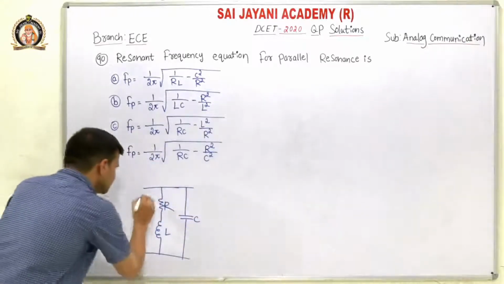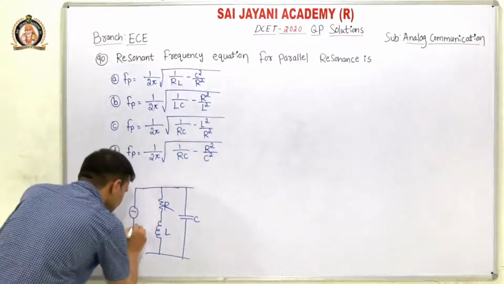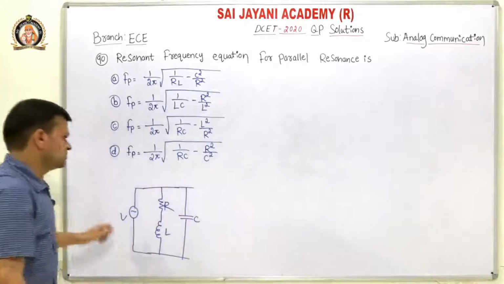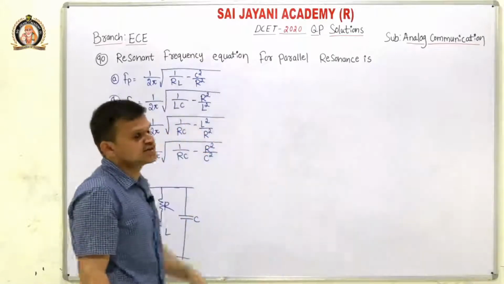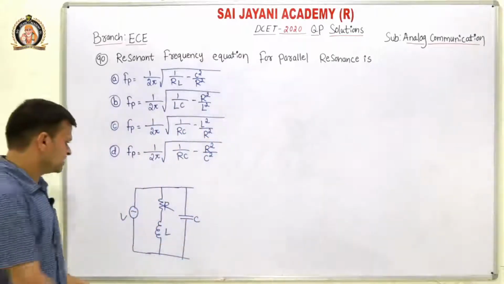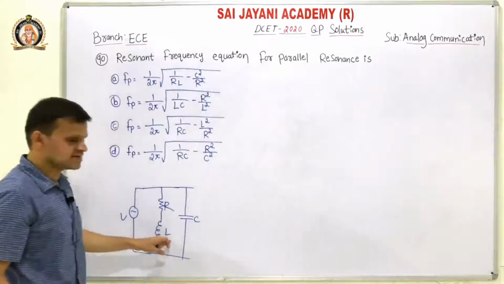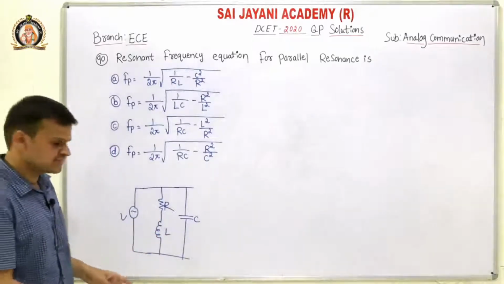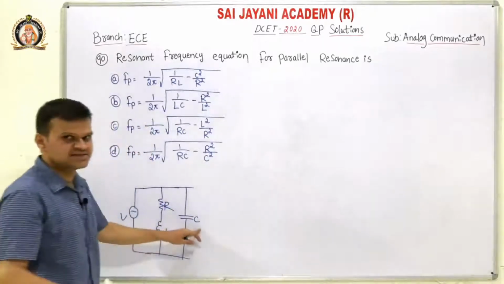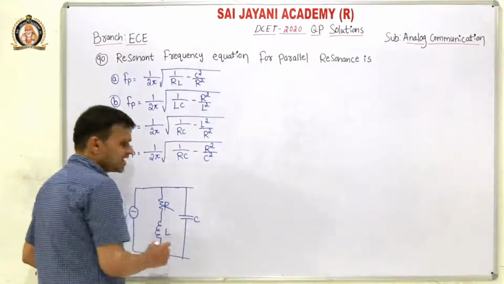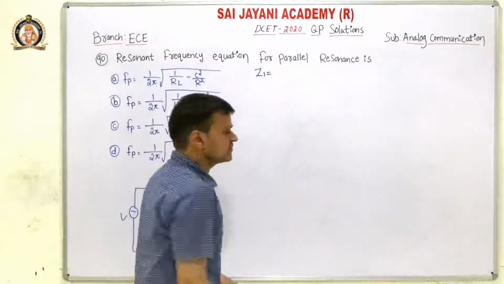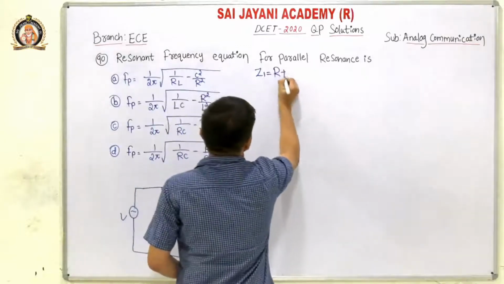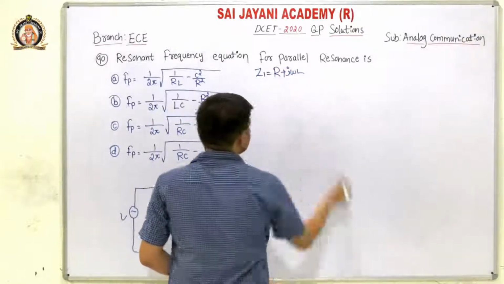For this we are giving a voltage source V. Then the entire combination is called a parallel resonant circuit. In parallel resonant circuit, the resistor R and the inductor L are connected in series. Across this, the capacitor C is connected. For R and L, its impedance value is denoted by Z1. It becomes R plus j omega L.